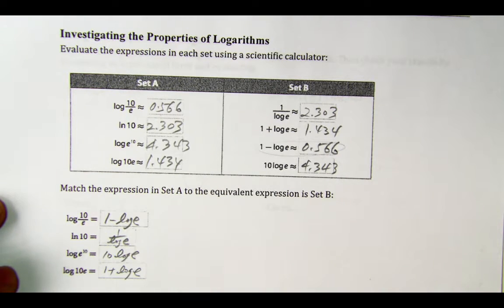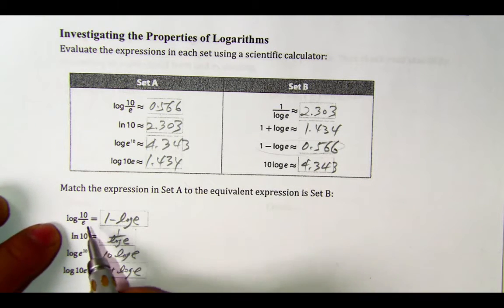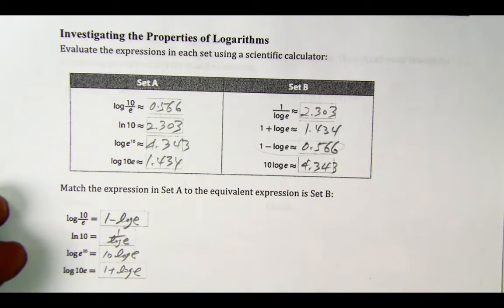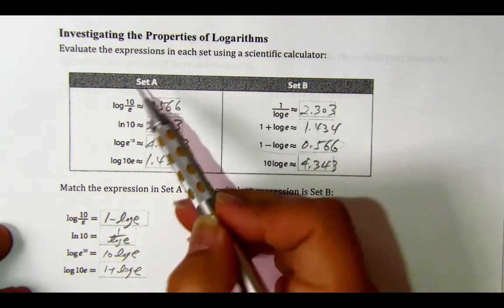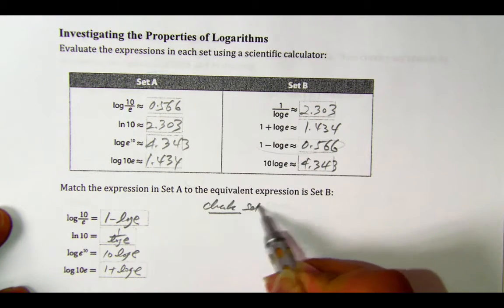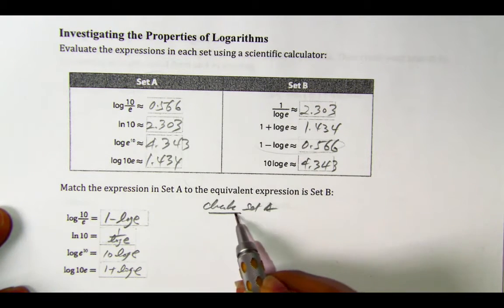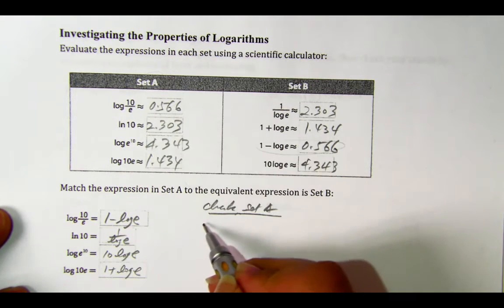So basically what we're going to do is learn a bunch of properties that allow us to transform, change this expression into this one and vice versa. But before we begin, I'd like to check that we did this correctly for set A. So check set A. What you need to do is this one right there.